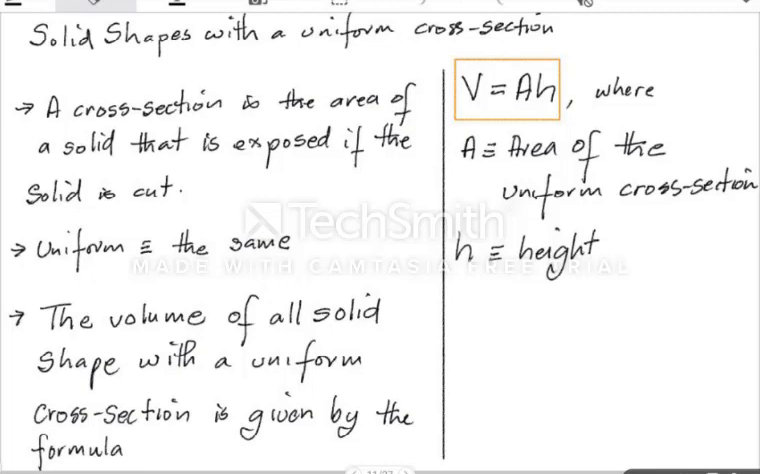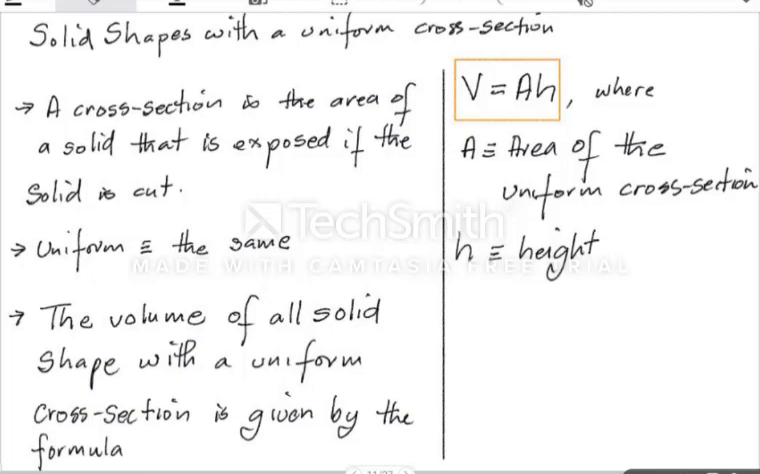Now, the first lesson is on solid shapes with a uniform cross section. And remember, this is learning on demand. So feel free to stop the video at any time. And if you need to write notes or if you need to see something again, just rewind it and look at it in a time frame that is comfortable to you.